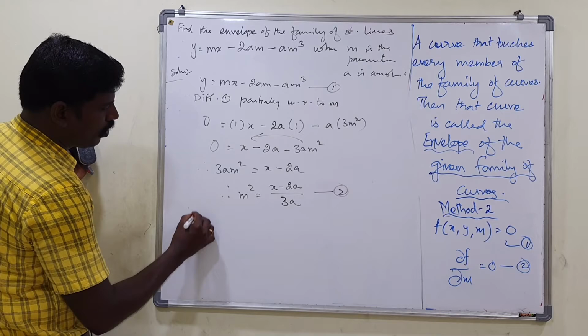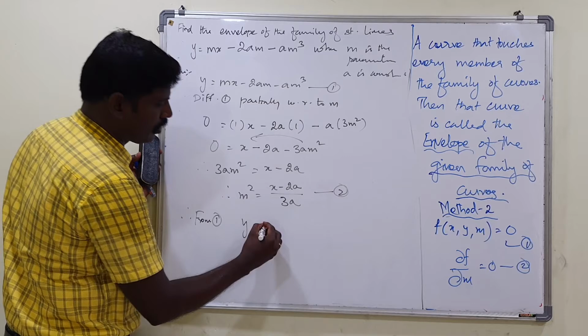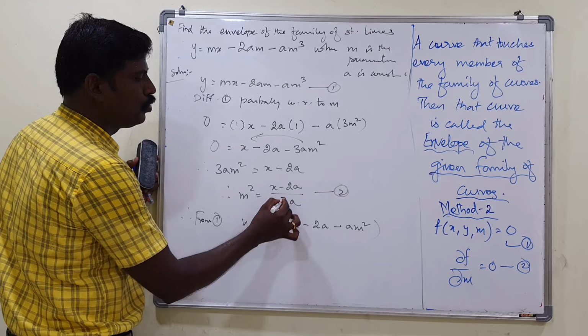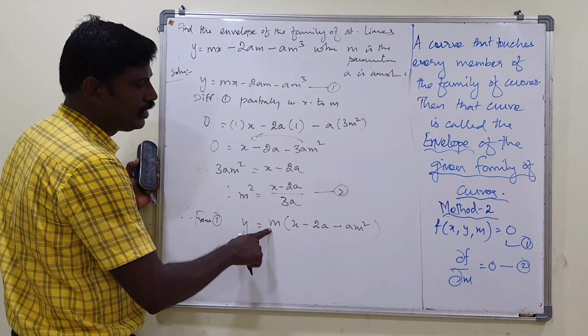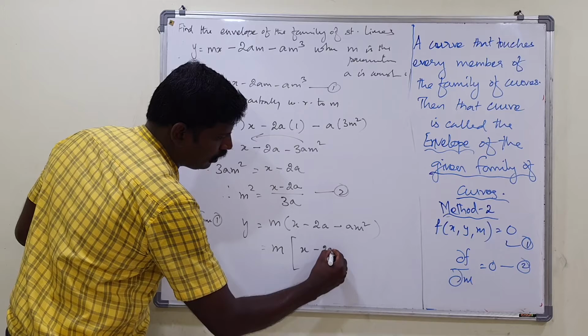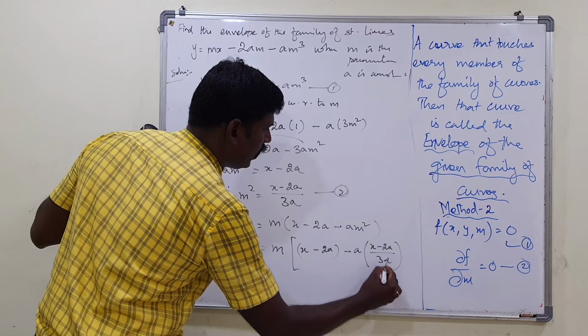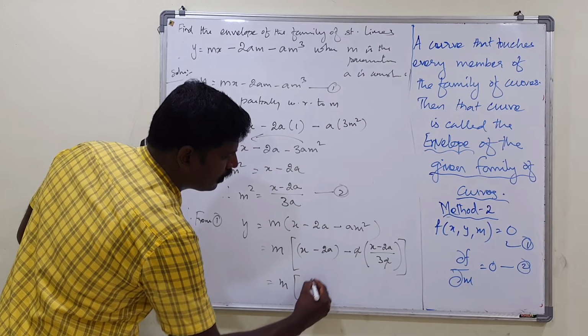Therefore, from equation number 1, y equal to, by taking m as common from the right hand side, m into x minus 2a minus a m square, isn't it? So now I am going to replace this m square by x minus 2a by 3a. So this m will be eliminated. So the only one m is remaining here, right? So m into x minus 2a minus, what is the value of m square? x minus 2a by 3a. This a is cancelled with this a. So x minus 2, m into, here taking 3 as LCM.